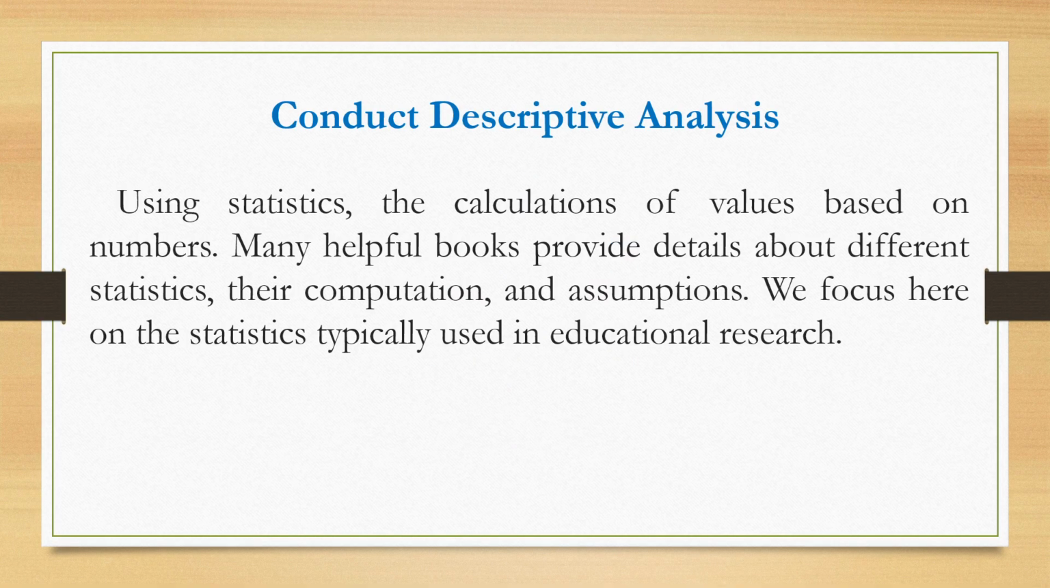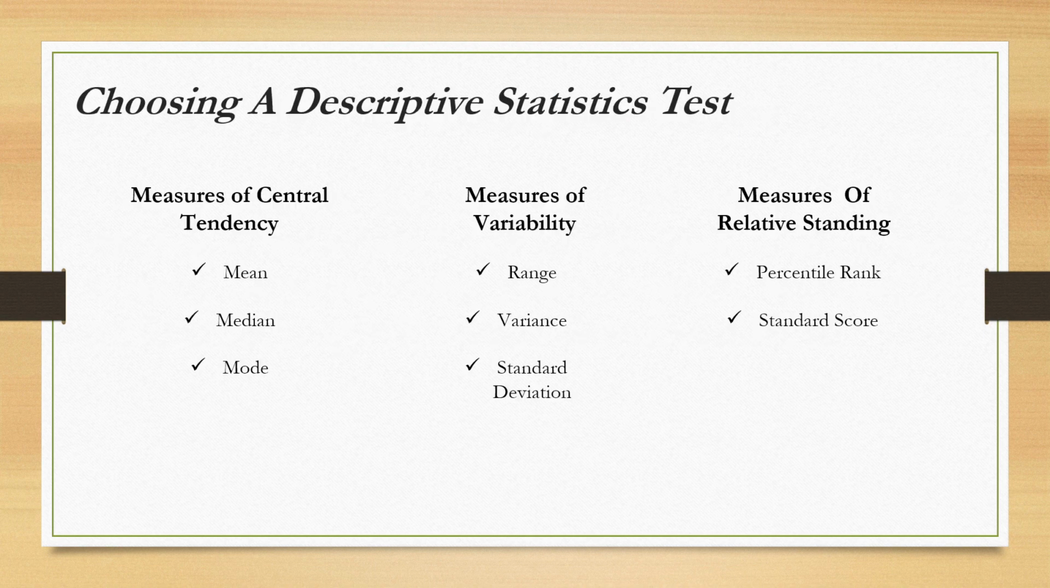Conduct descriptive analysis. Using statistics, the calculation of values based on numbers. Many helpful books provide details about different statistics, their computation and assumptions. We focus here on the statistics typically used in educational research. Choosing a descriptive statistic test. There are 3 points. First, by measures of central tendency, you can use mean, median, and mode. By measures of variability, you can use range, variance, and standard deviation. And the last is by measures of relative standing. You can use percentile rank or standard score.